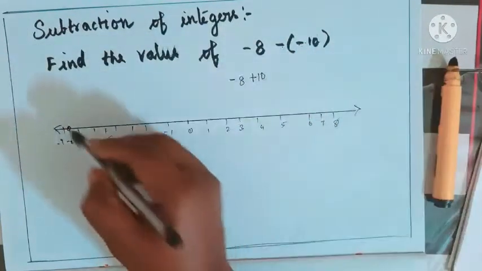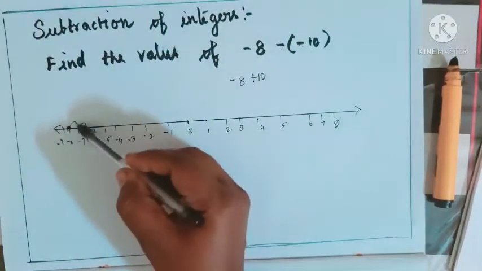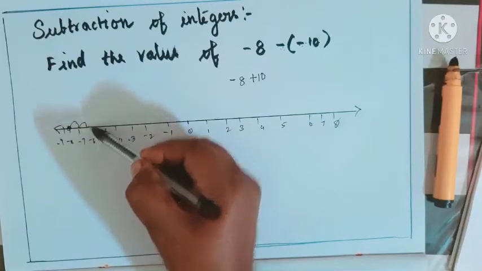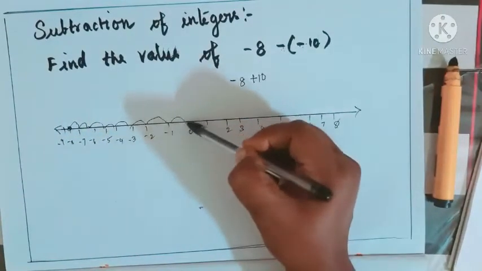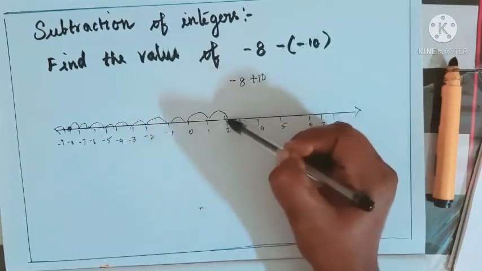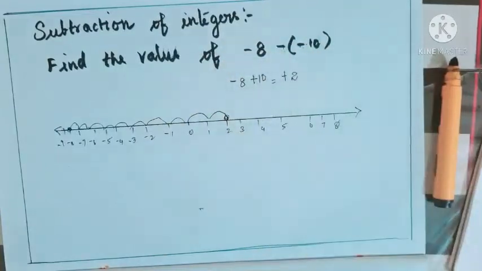Is it clear? So minus of minus, the additive inverse, will become plus 10. So what will happen? You are at minus 8, and you add 10 to it. 1, 2, 3, 4, 5, 6, 7, 8, 9, 10. So you reach 2. So the answer is plus 2. Is it clear? Right? Fine.